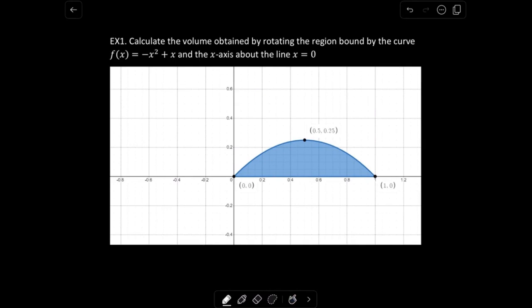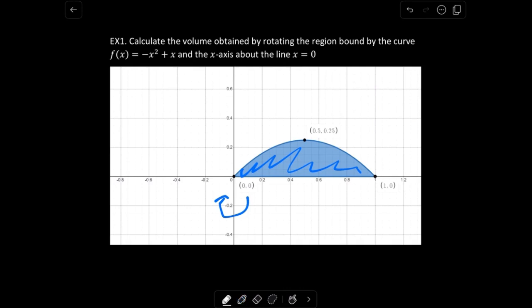All right, exercise 1. Calculate the volume obtained by rotating the region bounded by the curve, and here's your curve, minus x squared plus x, and the x-axis about the line x is equal to 0. So here I've given you your region, and we are rotating it about the y-axis, that's x is equal to 0. So we are going to use the volume by cylindrical shells method. So if you want to try this on your own, pause the video now.